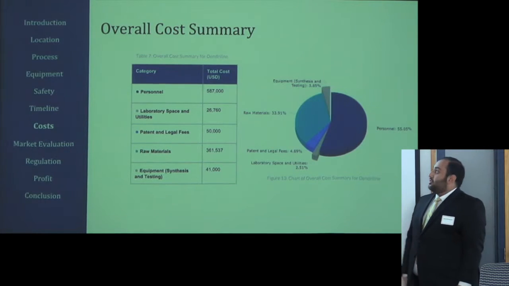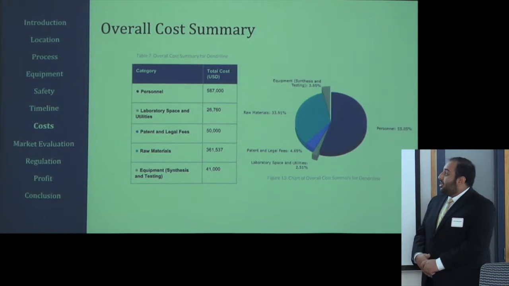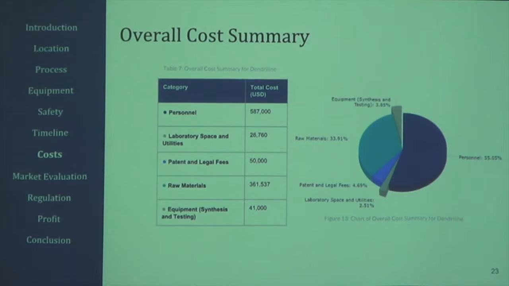So for the overall cost summary, the personnel cost is $587,000. Again, the laboratory space and utilities, the utilities includes water, electricity, waste disposal, supplies. That's around $27,000, and then the patent and legal fees are around $50,000, and the raw material is around $360,000, while the equipment for synthesis and testing will be around $41,000. And you can see here how the cost distributes. Most of our expenses are for the personnel costs and the raw material costs, as you can see here.